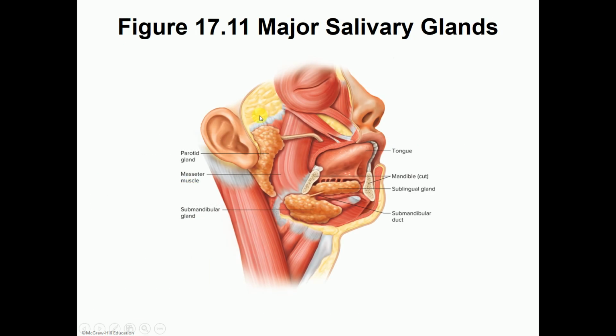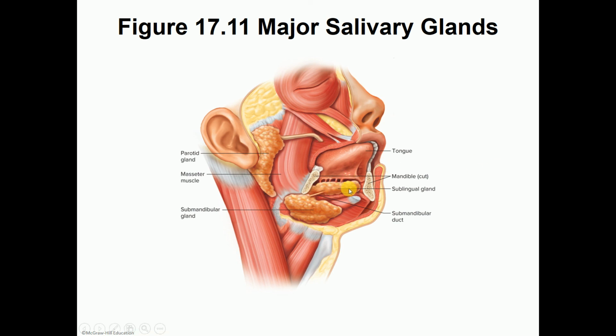So the first one is the parotid gland. This is the biggest of all of the salivary glands. It is found inferior and in front of the ear. It produces mainly a serous saliva, very rich in salivary amylase. And you can see the parotid duct as it crosses over the masseter muscle and then perforates the buccinator muscle. It opens up in the oral cavity opposite to the second upper molar tooth.